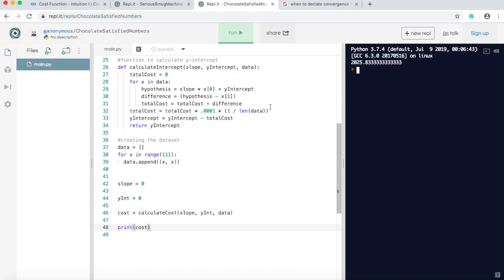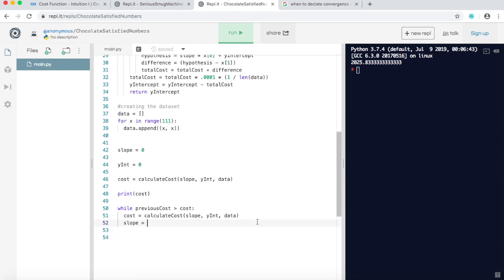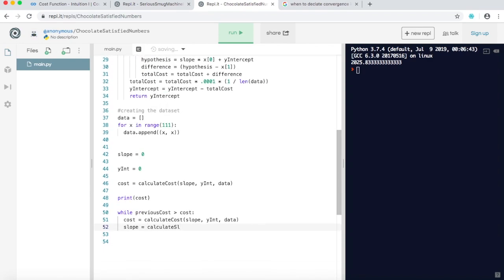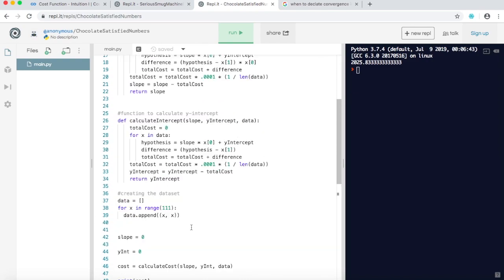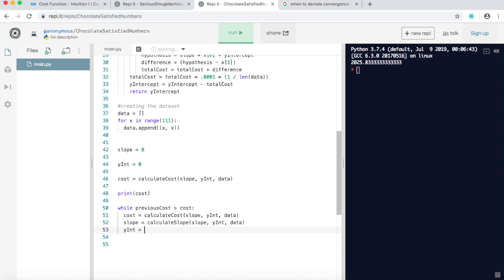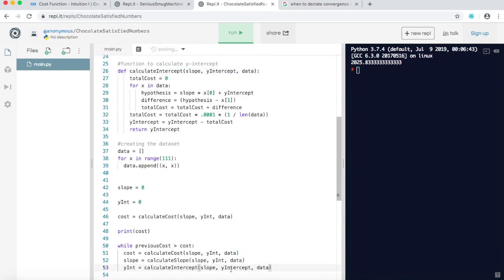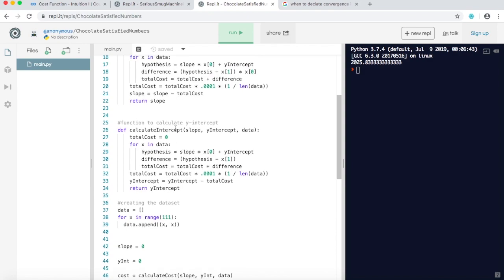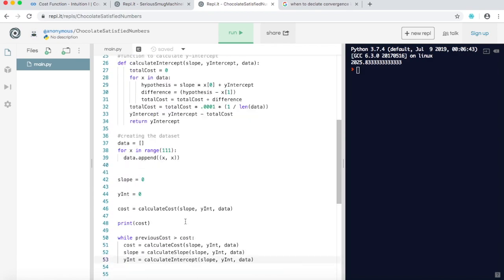Now let's write a loop so that we can continue to run this algorithm and adjust the slope and the y-intercept until we've got to our minimum. In here, we also want to tune our parameters. So we will be calling the functions that calculate slope and calculate the y-intercept on each iteration. If you're following along with my code, keep in mind that I have changed this function's name from intercept to calculate intercept.